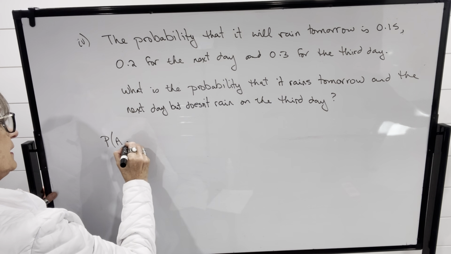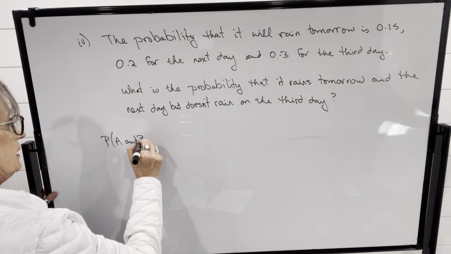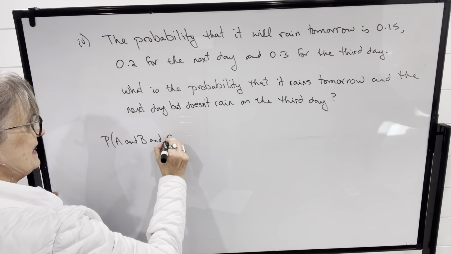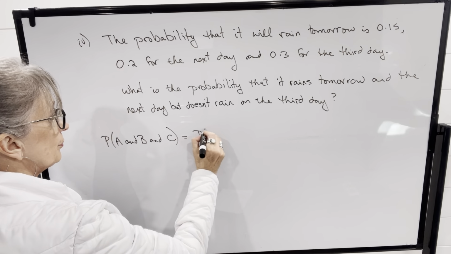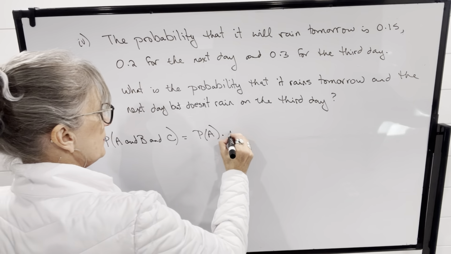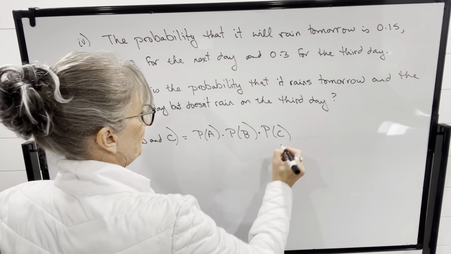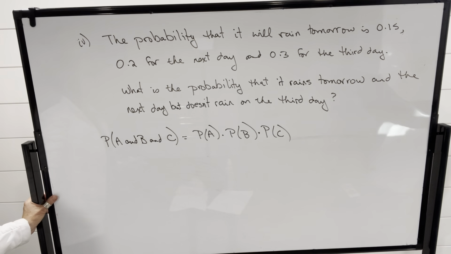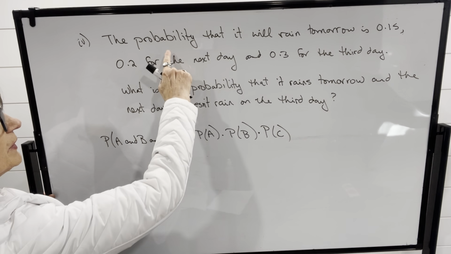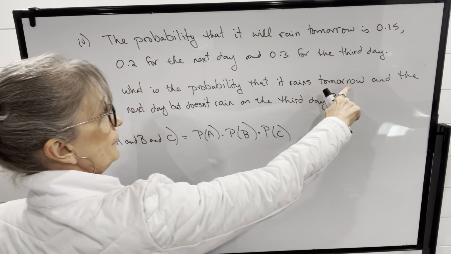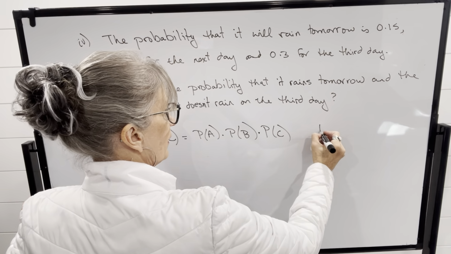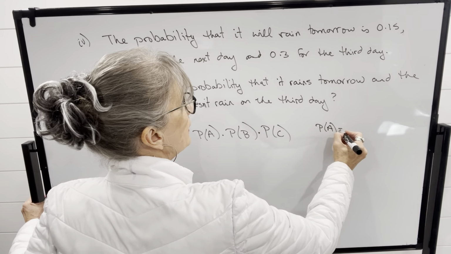we'll say A and B and C will equal the probability of A times the probability of B times the probability of C. So let's find each of these probabilities. A will be that it rains tomorrow. So the probability of that happening is 0.15.